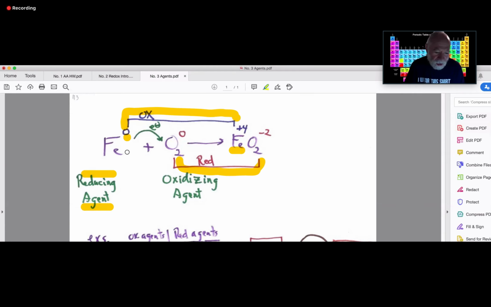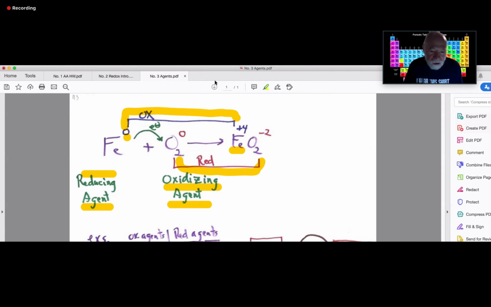On the other hand, what happened to iron? Iron lost some electrons. Who grabbed the electrons? Who caused the iron to be oxidized? The oxygen. And for that reason, oxygen is called the oxidizing agent. That's probably where the word oxidation came from. They did a lot of experiments with oxygen, and it kept oxidizing things, so they call it the oxidizing agent.